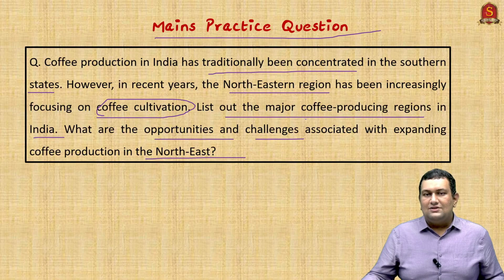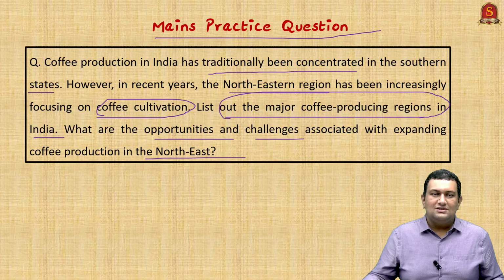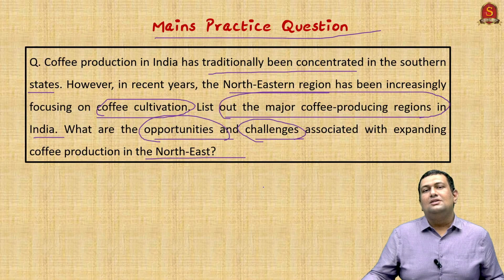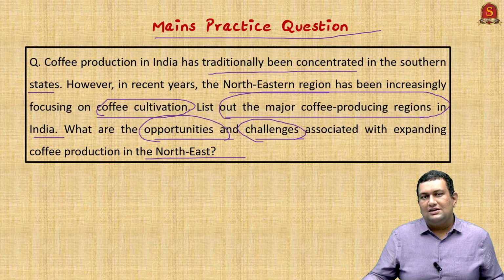So there are actually three parts to the question. The first part is a list of the major coffee producing regions. Second is the opportunities, and third is the challenges. So you can introduce the question by stating that we are the seventh largest coffee producing nation in the world, and directly you can address all these three parts. The first part is a list of the major coffee producing states. You can mention Karnataka, Kerala, Tamil Nadu. Also, you can take the help of a map.